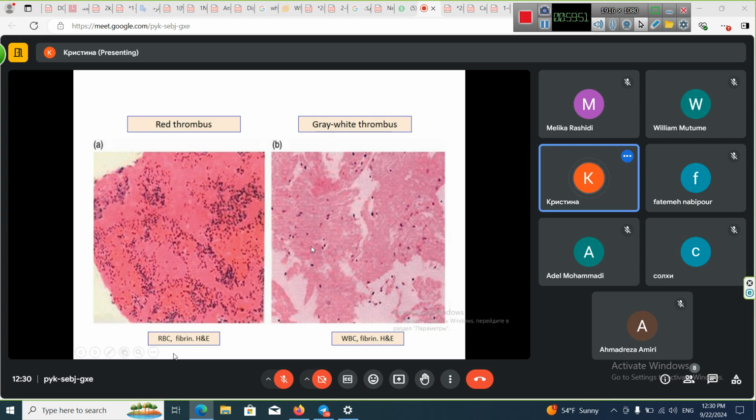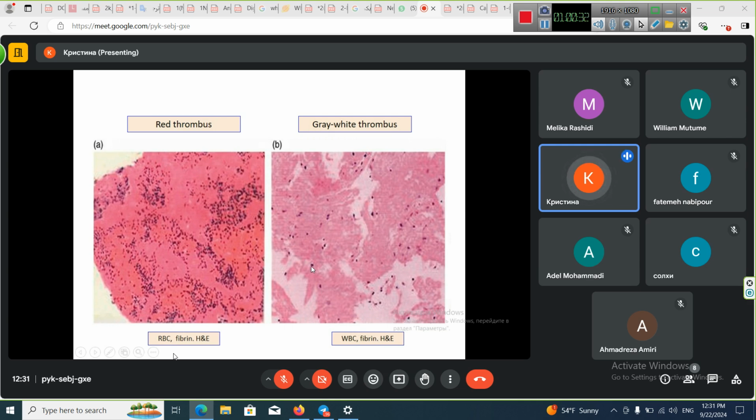In both cases, we have the fibrin. Fibrin is the non-soluble form of the protein of the blood plasma. In histological sections, fibrin is eosinophilic. It means that it is stained in pink color. So these more pinkish looking areas are the areas filled with fibrin, and everything which is pink in the picture on the right is also fibrin. So in the picture on the right, in gray-white thrombus, pink color is for fibrin.